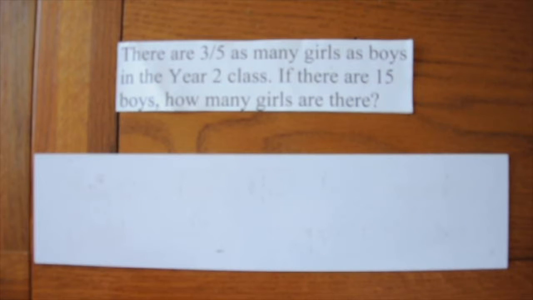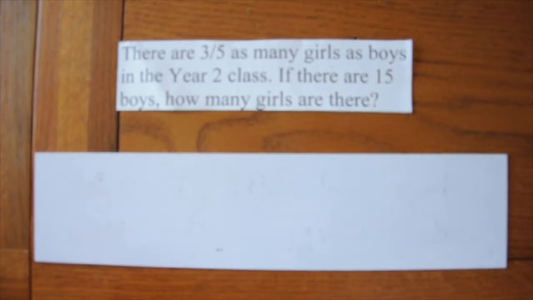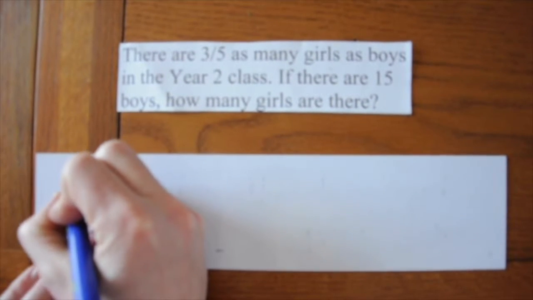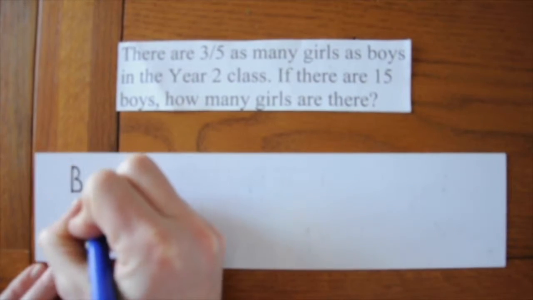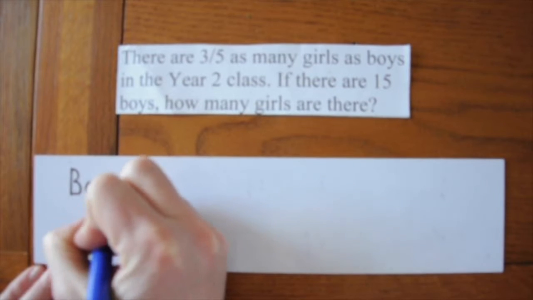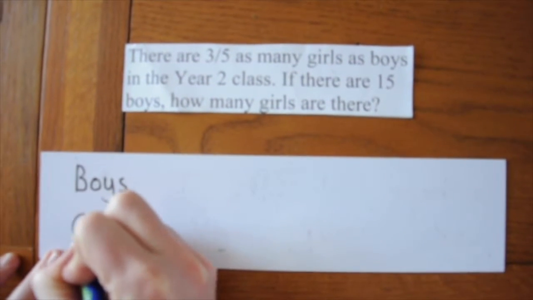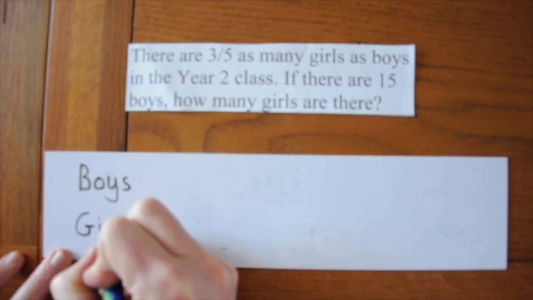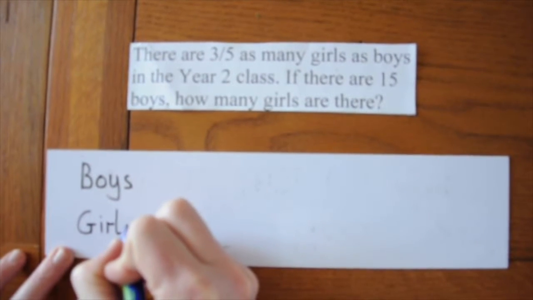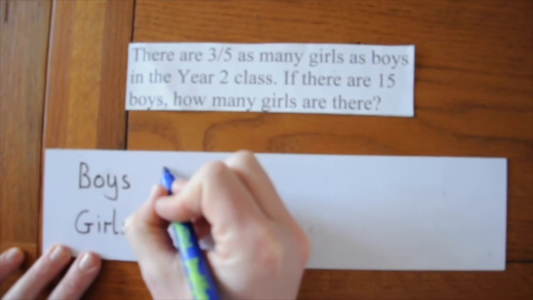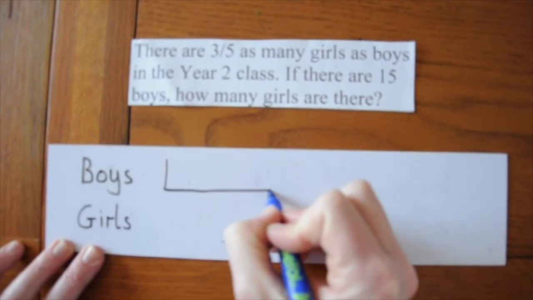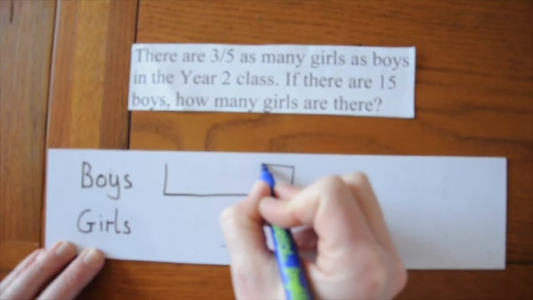An example of a comparison problem might read: there are 3/5 as many girls as boys in the Year 2 class. If there are 15 boys, how many girls are there? Now in this problem, we are comparing the number of girls to the number of boys. Now, next to where it says boys, I'm going to draw the bar for the boys.